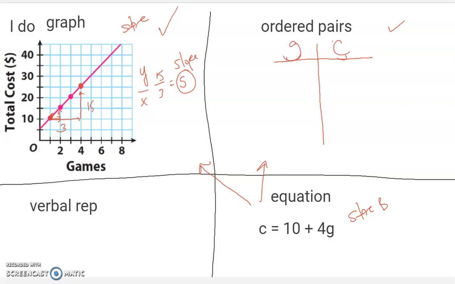G and c. And how did we get ordered pairs from this to this? Well, we just kind of made up numbers for g. What if g is 0? What if g is 1? What if g is 2? What if g is 3? I just pick easy ones. Doesn't have to be. And then we figure out our c.